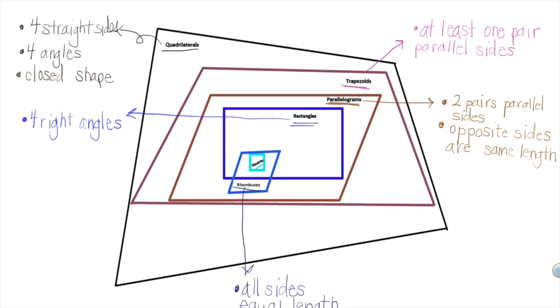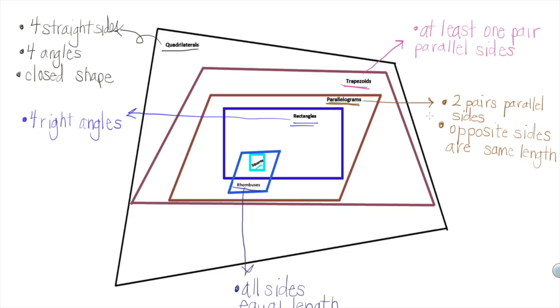Thank you. A trapezoid lives inside of a quadrilateral, meaning a trapezoid has to have all of these attributes of a quadrilateral, but it also has to have at least one pair of parallel sides. Okay, so now a parallelogram lives inside of a trapezoid, lives inside of a quadrilateral, which means a parallelogram has to have all of the attributes of a quadrilateral. It has to have all of the attributes of a trapezoid, and now it has its own attributes as well.